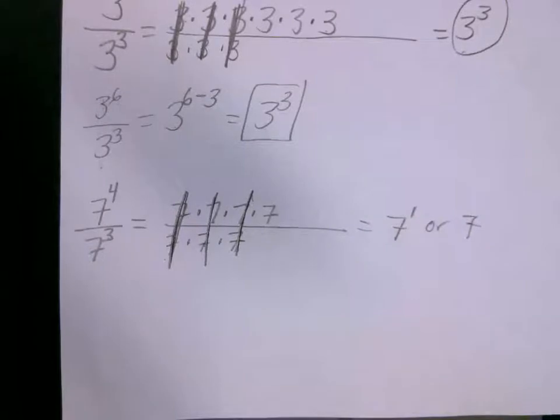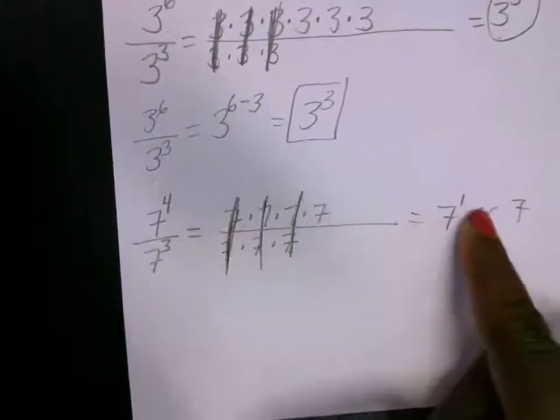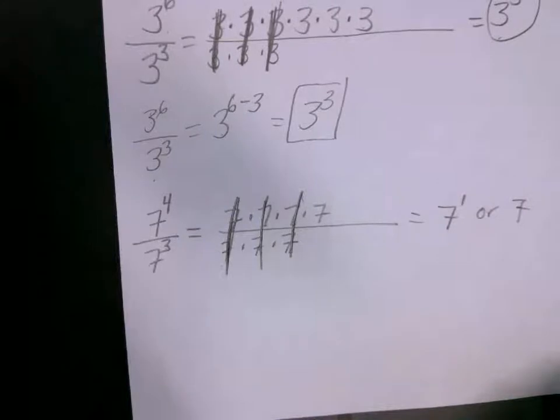Okay? What's the shortcut way? What's the shortcut way to solving this problem where I can just get 7 to the first power or just 7?